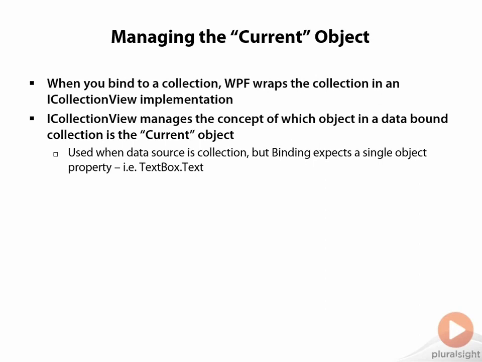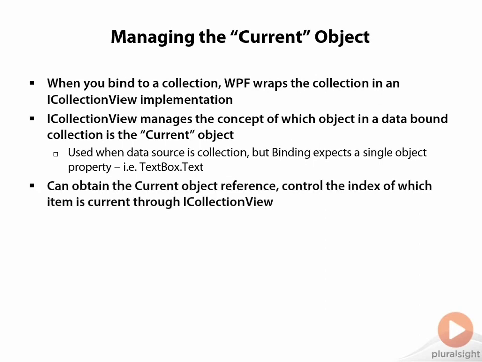So for example, if you set the overall data context for the entire form to be a collection of customers, but then you have a TextBox.Text property that's bound to customer name, it's just going to get the name off of the current customer. And it does that because of this ICollectionView support. So through the ICollectionView, you can obtain a reference to the current object. There are also APIs on that interface to be able to control the current index, to move to next, move to previous, and things like that, to support paging type operations.